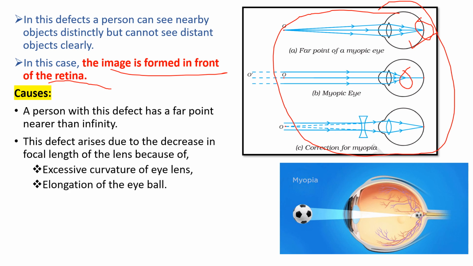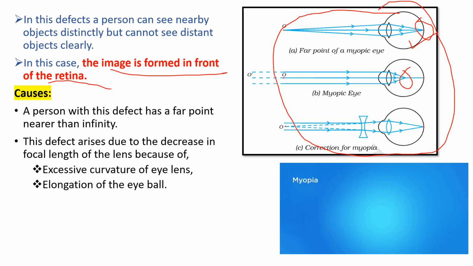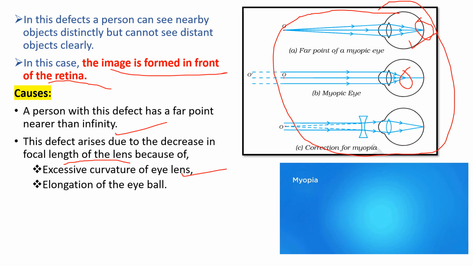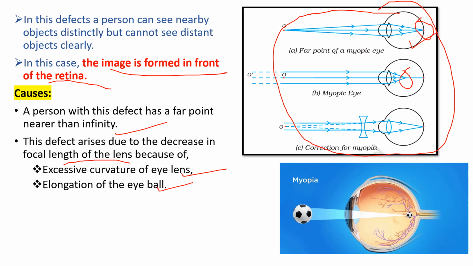So basically, what are the causes of this? Why is it forming in front of the retina? The cause is, students, a person with this defect has a far point nearer than infinity. This defect arises due to the decrease in focal length of the lens because of excessive curvature of the eye lens, or we can say elongation of the eyeball. So if the person is suffering from myopia, that means the eyeball is elongated. This is the reason that the image is not forming at the retina, it is formed in front of the retina.